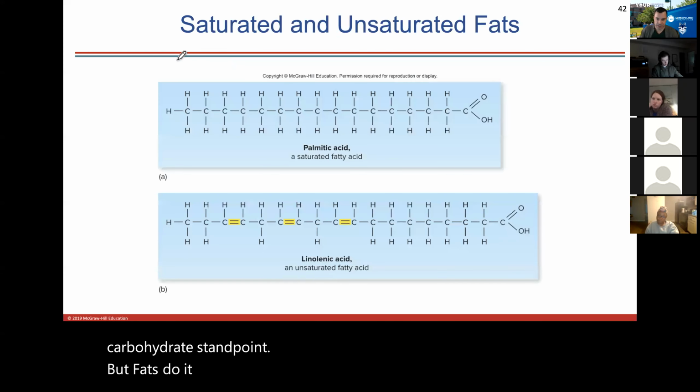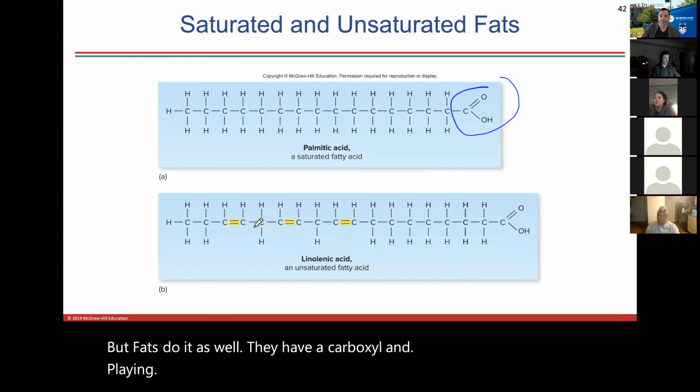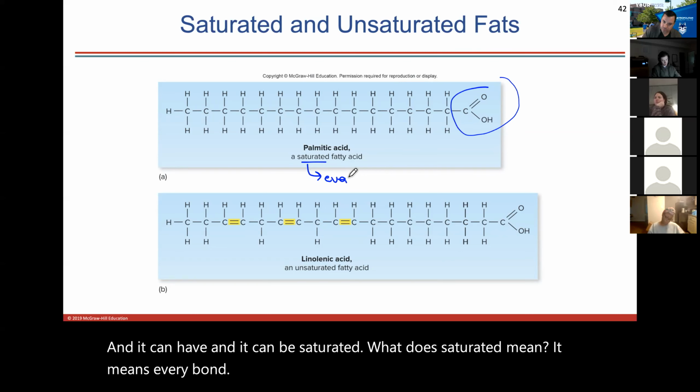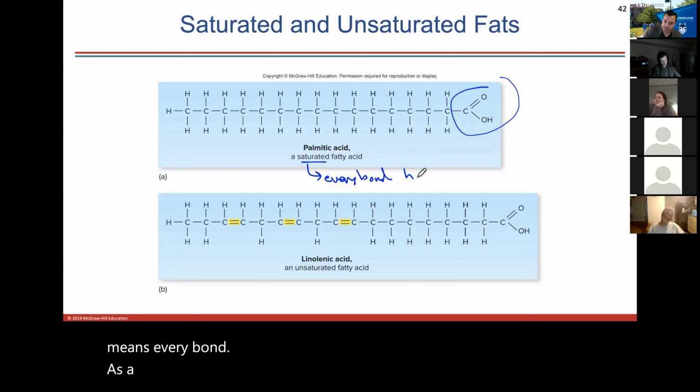They have a carboxyl end. And it can be saturated. What does saturated mean? It means every bond has a hydrogen. Unsaturated just tells you that it has some double bonds.